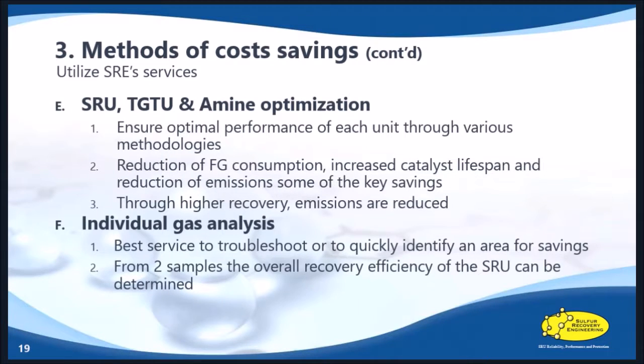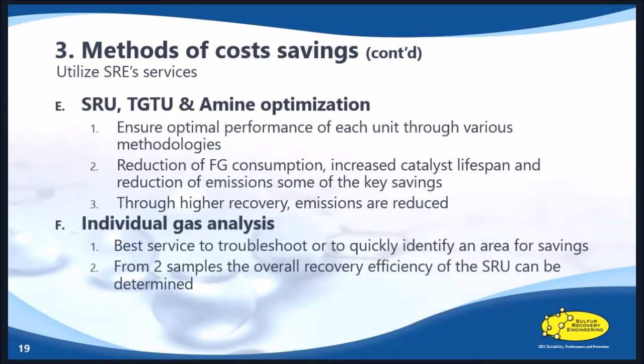We have here the SRU and TGTU and amine optimization. Improving your overall recovery efficiency of the unit helps you in maintaining the reliability of the unit, as well as reduce the likelihood of paying fines for emission violations. Again, with the optimization, we can identify areas that we can reduce fuel gas consumption. We can identify areas where we could increase our catalyst lifespan. And like I said, the reduction of emissions.